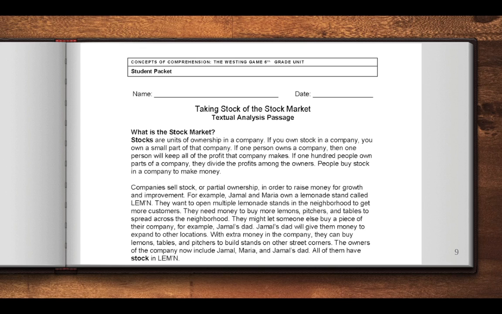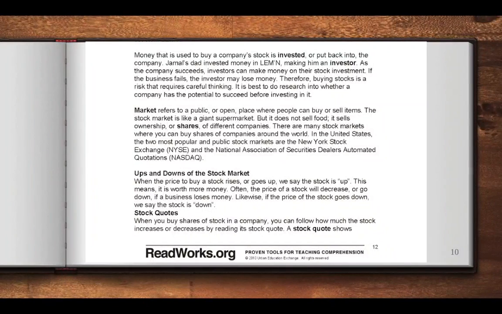For example, Jamal's dad. Jamal's dad will give them money to expand their locations. With extra money in the company, they can buy lemons, tables, and pitchers to build stands on other street corners. The owners of the company now include Jamal, Maria, and Jamal's dad. All of them have stock in Lemon. Money that is used to buy a company stock is invested, or put back into the company. Jamal's dad invested money in Lemon, making him an investor.